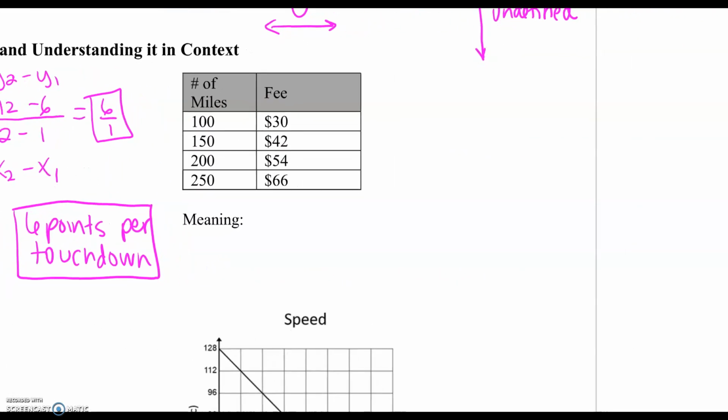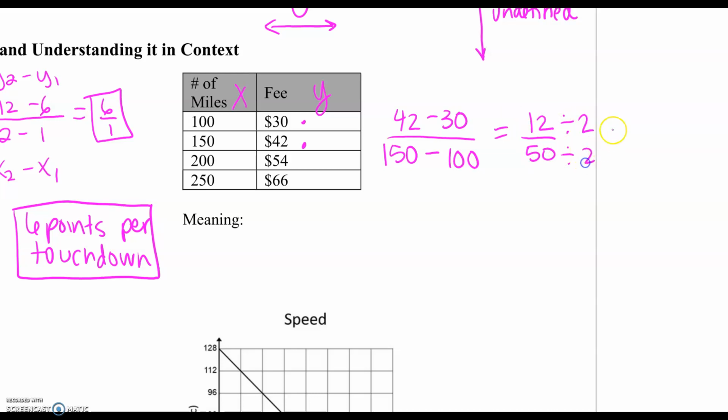Let's look at this one. So these are the y values. These are the x values. I'll do 42 minus 30 over, started here, 150 minus 100. 42 take away 30 is 12. 150 minus 100 is 50. I can divide the top and bottom by 2. Then I get 6 over 25, and that will not reduce any further.